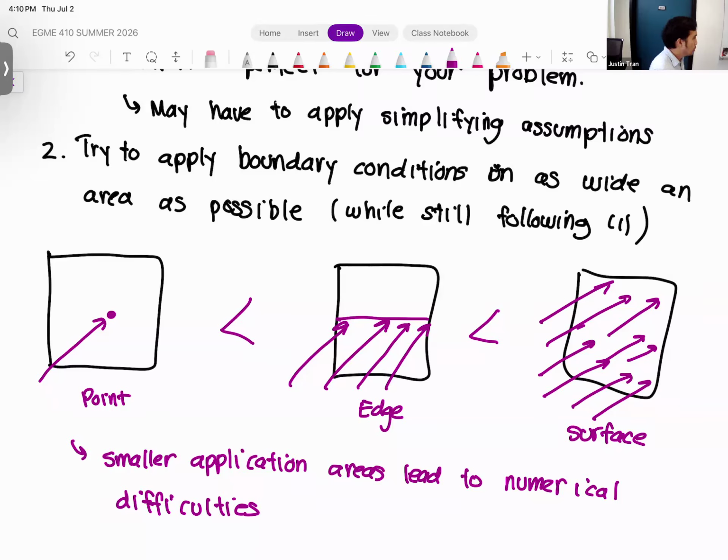But sometimes it's unavoidable. Where you see this the most is that oftentimes, people will want to apply a force directly onto a corner of your geometry just because a corner is very easy to pick out. But try not to do that. Try to see if you can apply that on a surface or an edge instead, and you'll see that your simulation will be more stable and more likely to converge.